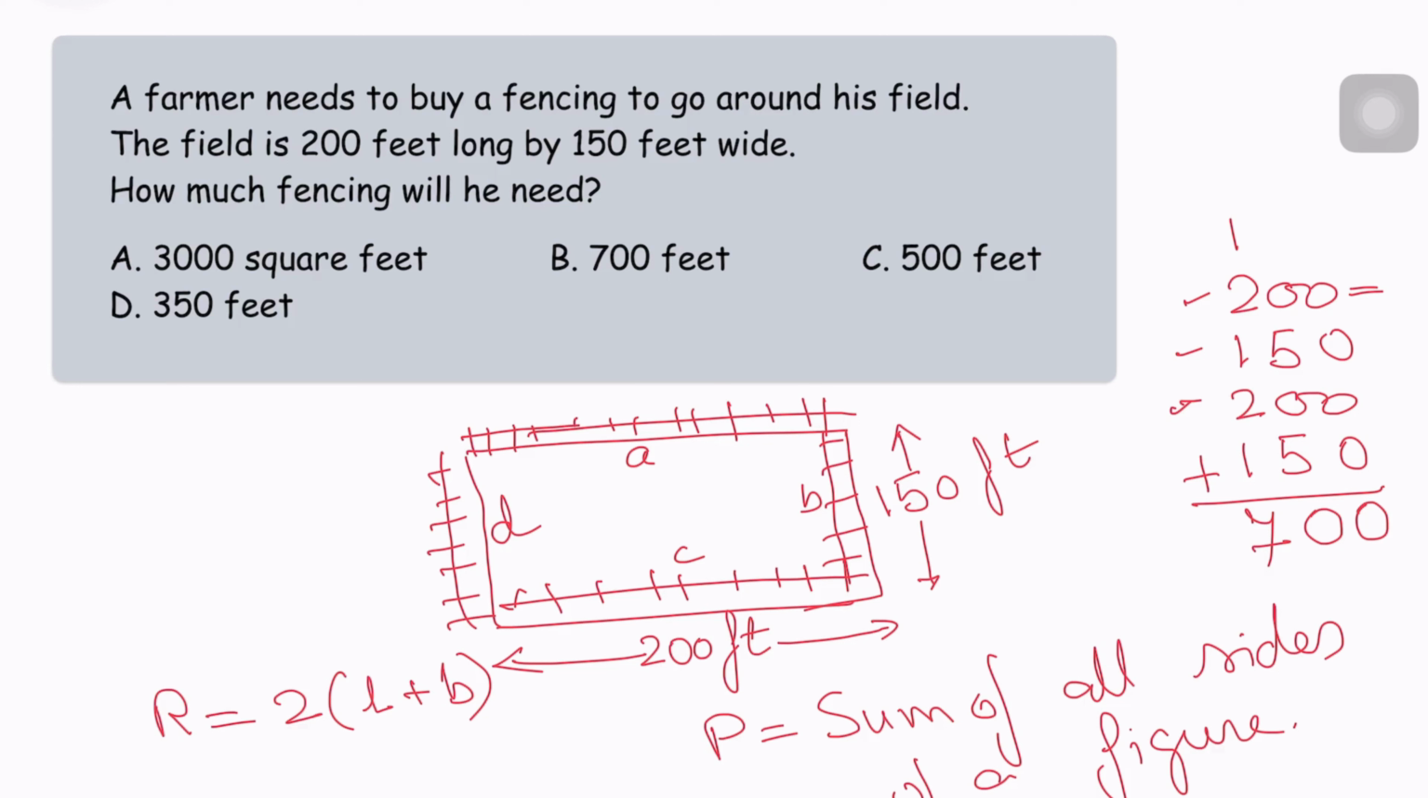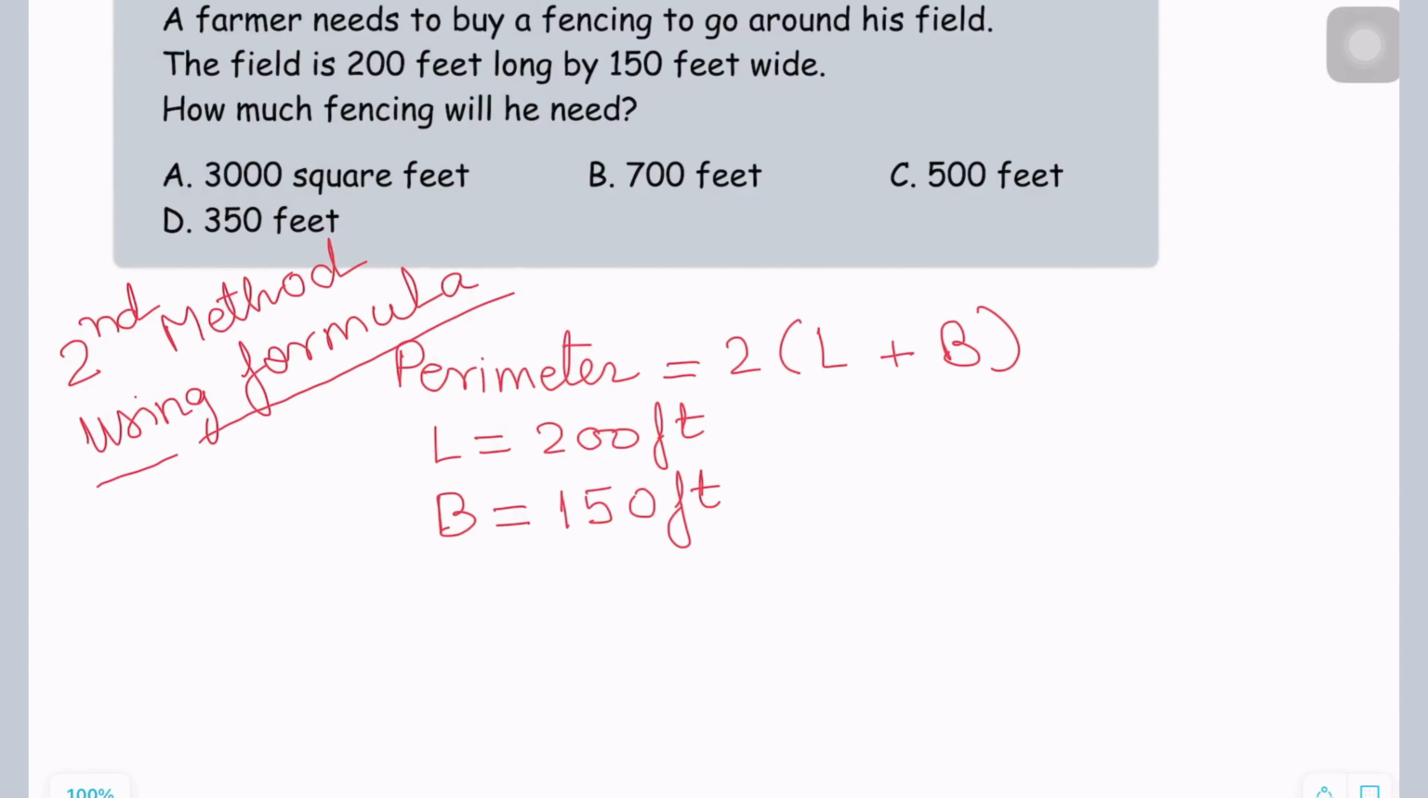The fencing which he needs to go around his field is 700 feet. So the answer is option number B. If you got this answer correct, you can give 1 score to yourself.